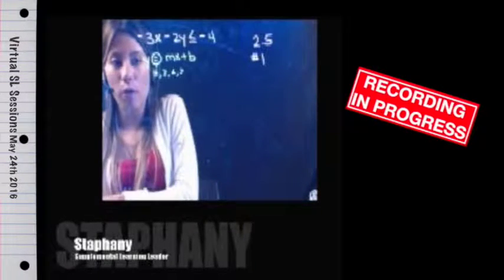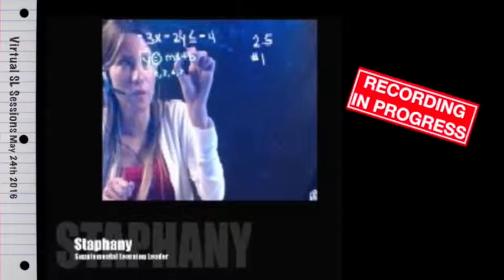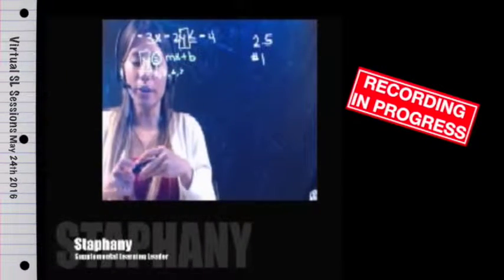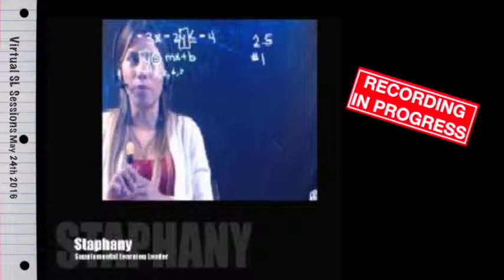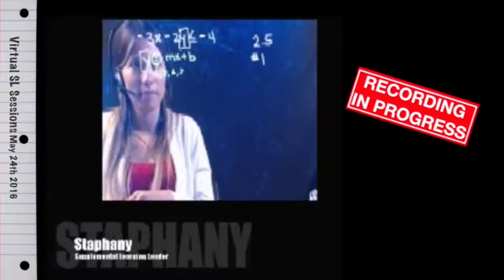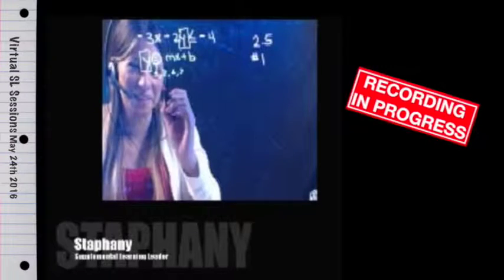But the main point is to isolate y. This y right here. You want to get it all alone. So if I were to do that, what would you want to move over first? The -4, the 3x? Let's take the 3x and put it on the other side. Perfect. That's exactly what we're going to do.